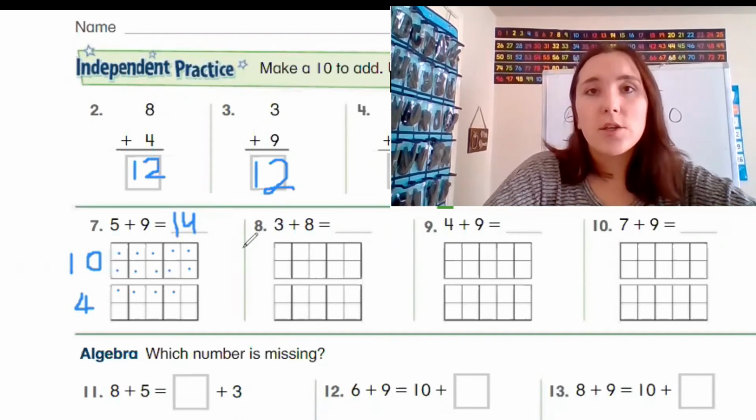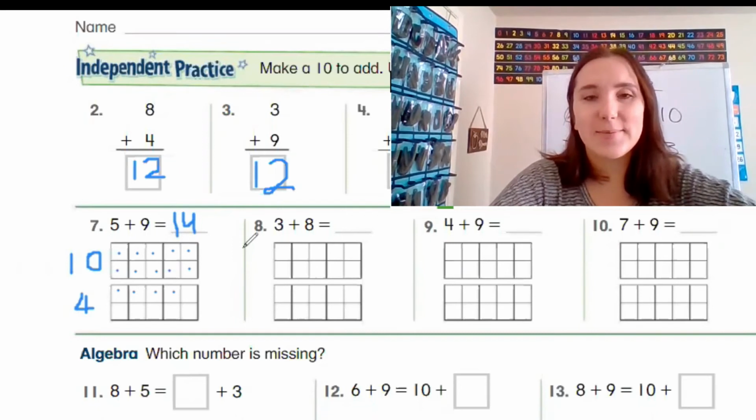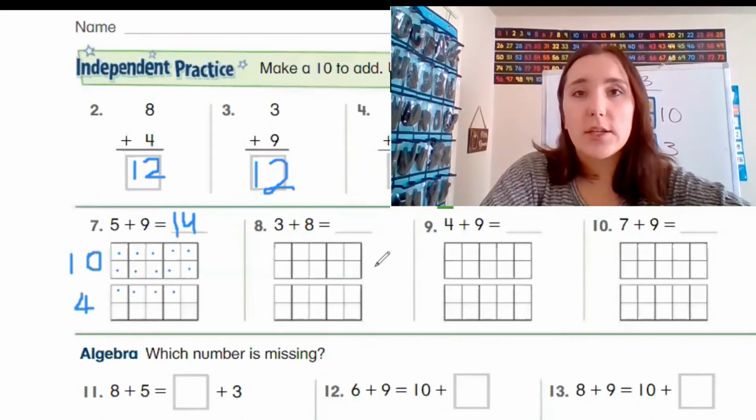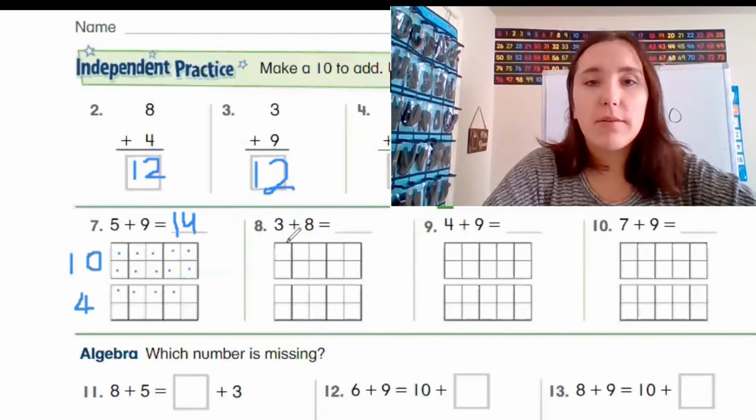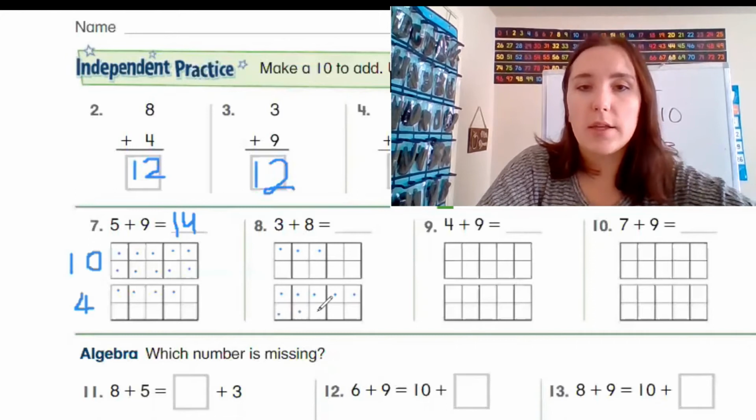I want you to hit pause and go do number 8 all by yourself, and then come back to me and we'll check our work. Okay, let's look at number 8. So we have 3 plus 8. So I'm going to show 1, 2, 3, and then I'm going to show 8 down here. 1, 2, 3, 4, 5, 6, 7, 8.